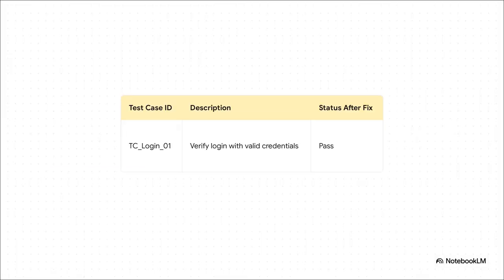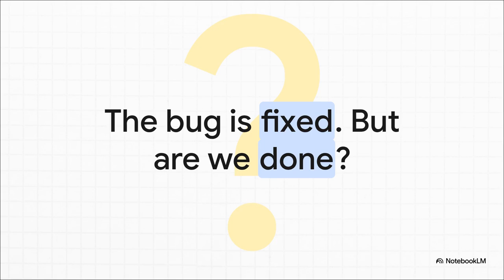This table really tells the whole story, doesn't it? We are only running one single test case, TC_login_01. That's the one that was broken. Think of retesting as a spotlight shining right on that one specific problem. And look, it passes. Success! So the login works. The spotlight test passed. We're good to go, right? Time to ship the update?